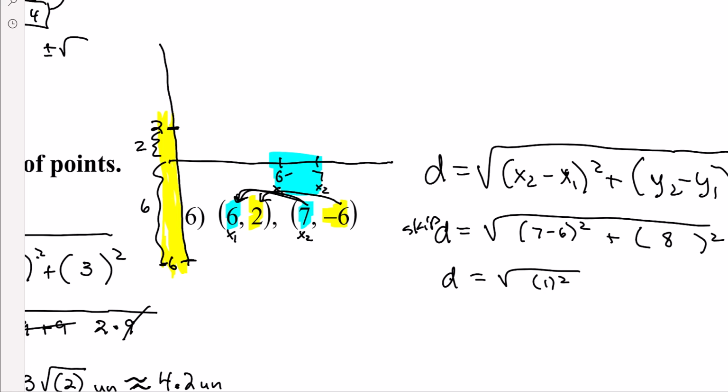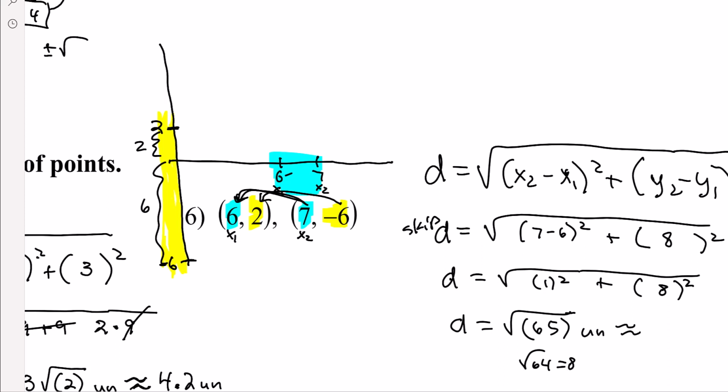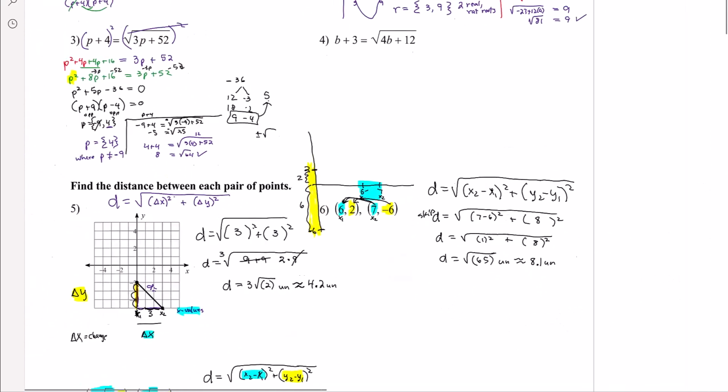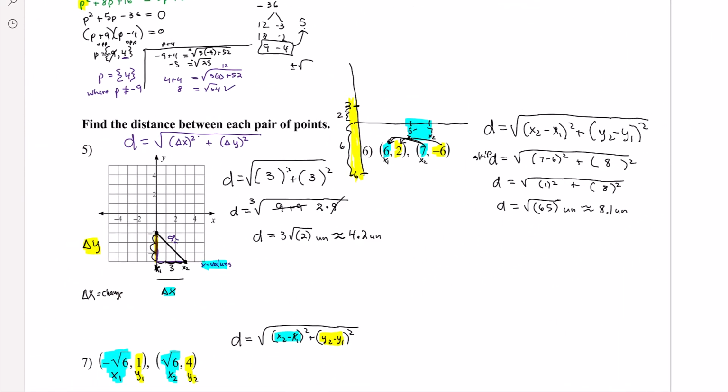So I'm okay if you put negative 8 in there, or if you put positive 8, because when you square it, it's still going to be a positive. And then just simplify. 1 plus 64 is 65. And then that will be units. And the square root of 64 is 8 exactly, so square root of 65 will probably be about 8.1 units, but you could type it in to your calculator to double check. All right, that is the distance formula using the graph.